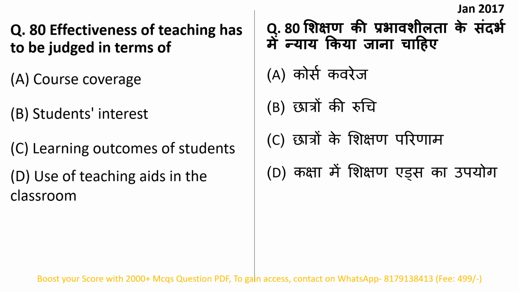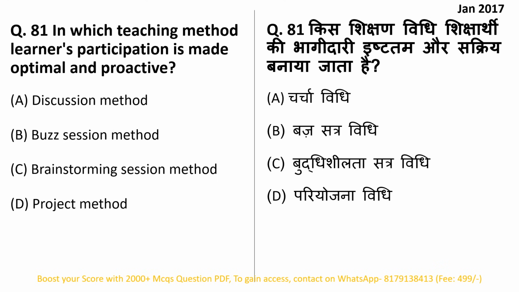Effectiveness of teaching has to be judged in terms of course coverage, students' interest, learning outcomes, or use of teaching aids in the classroom. The right answer is effectiveness of teaching has to be judged in terms of learning outcomes of students. In which teaching method learners' participation is made optimal and proactive? The right answer is option A, discussion method.